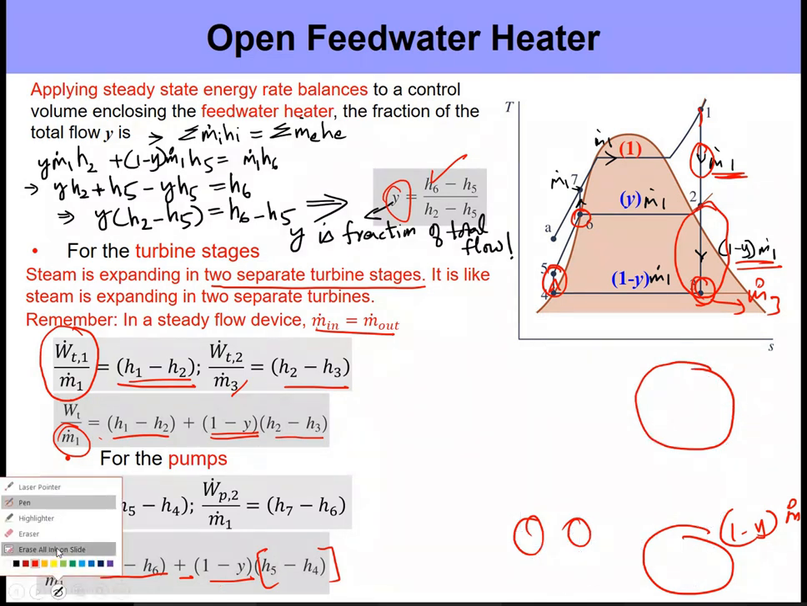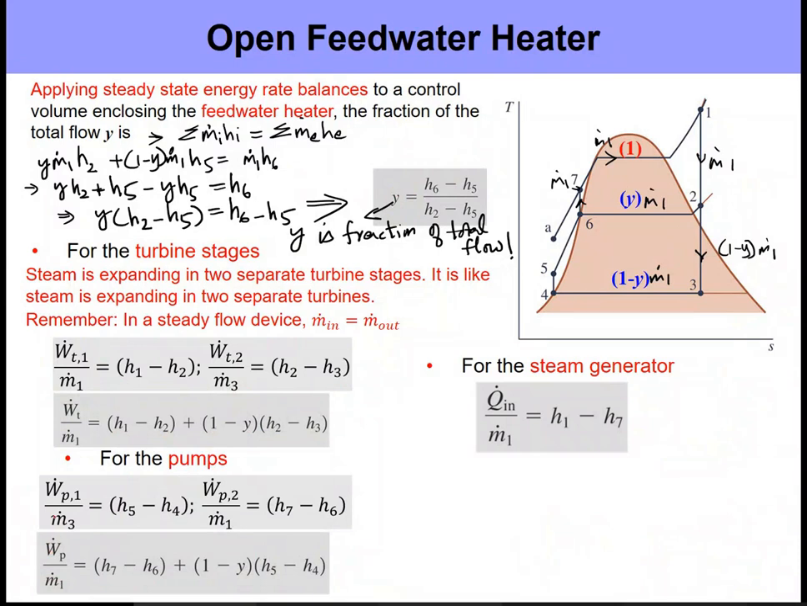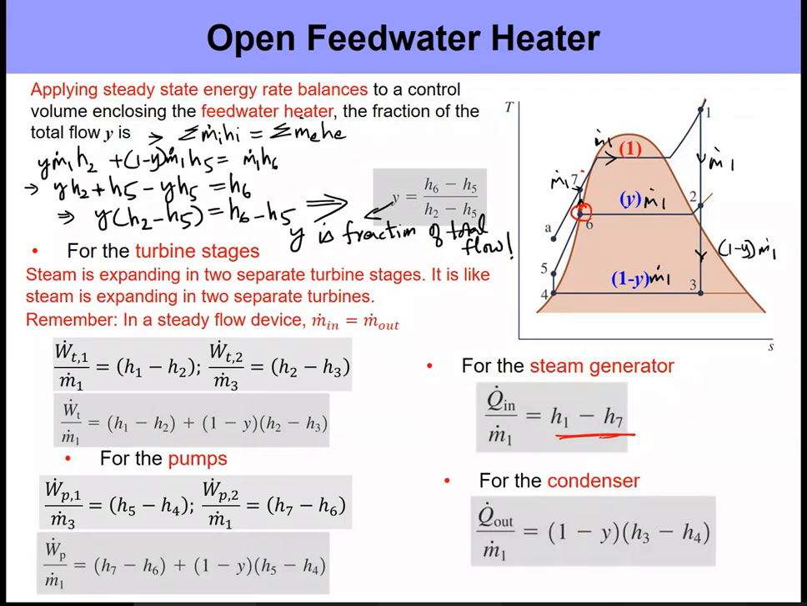Now for the boiler and the condenser, the boiler is pretty straightforward. At state 7 and state 6, everything is combined. So from state 6 to 1, the mass flow rate remains m dot 1. So h1 minus h7 is simply the heat input we are providing within the steam generator, and then there is the heat output, or the heat rejected. In the condenser, which is from 3 to 4, the mass flow rate is 1 minus y times m dot 1. So it's simply 1 minus y times h3 minus h4.